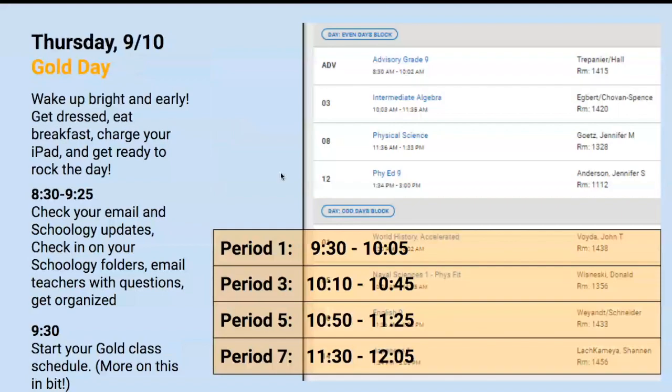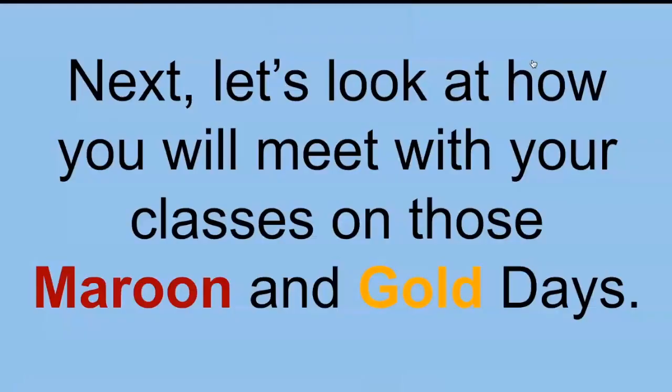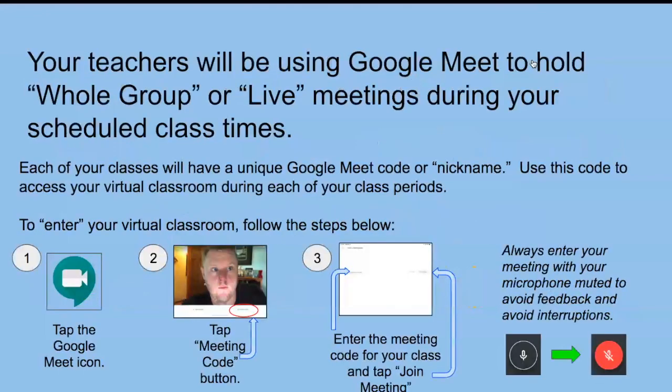On Thursday, being a gold day, it's pretty similar, except that at 9:30, you will meet with your period 1 class for the first time. And again, we're going to talk about how to do that in the next section. All right, so hopefully you have an idea of how your maroon and gold days are split up on the schedule and when they are actually meeting during the week. Now let's take a look at what you're actually going to do to meet with those classes. In order to do that, we're going to use the app Google Meet.